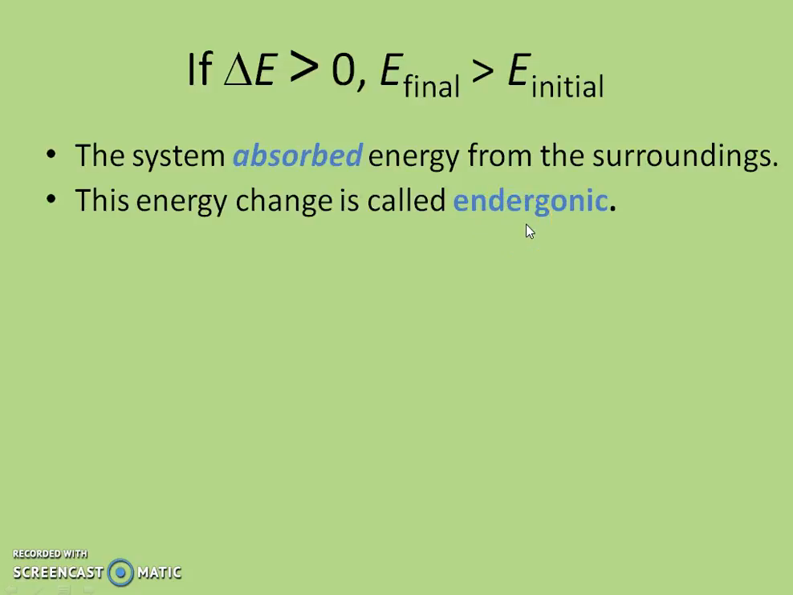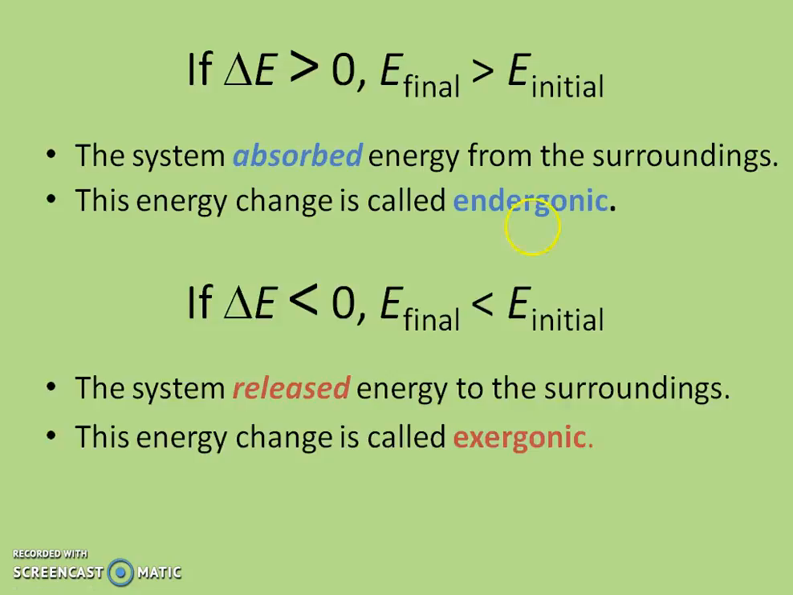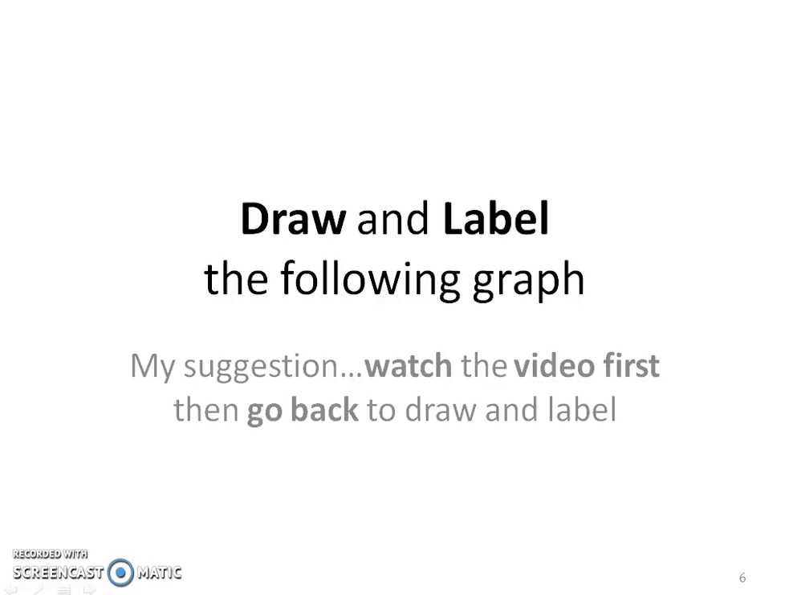That should remind you of a particular word you might have heard of in Chem 1. So if delta E is less than 0, it has a negative value. That means the final energy was less than the initial energy that system had. That means that system released energy into the surroundings, called exergonic. Again, endergonic and exergonic are two words you should already be somewhat familiar with.